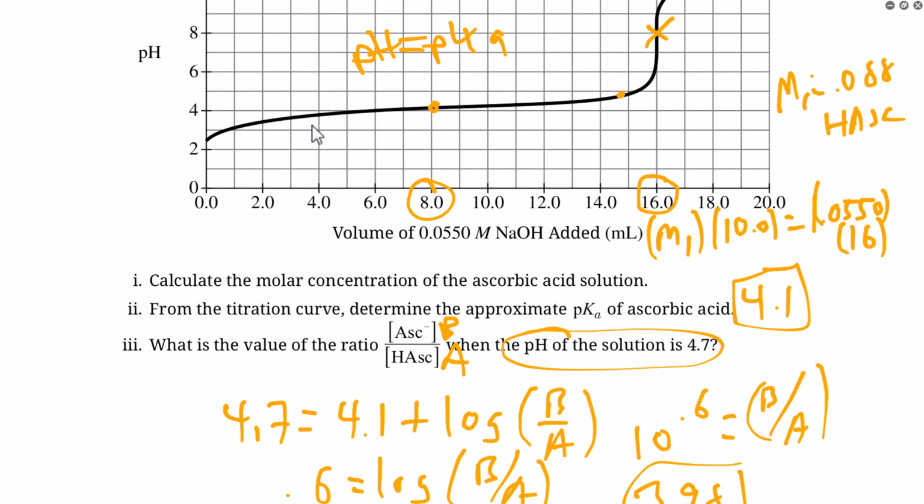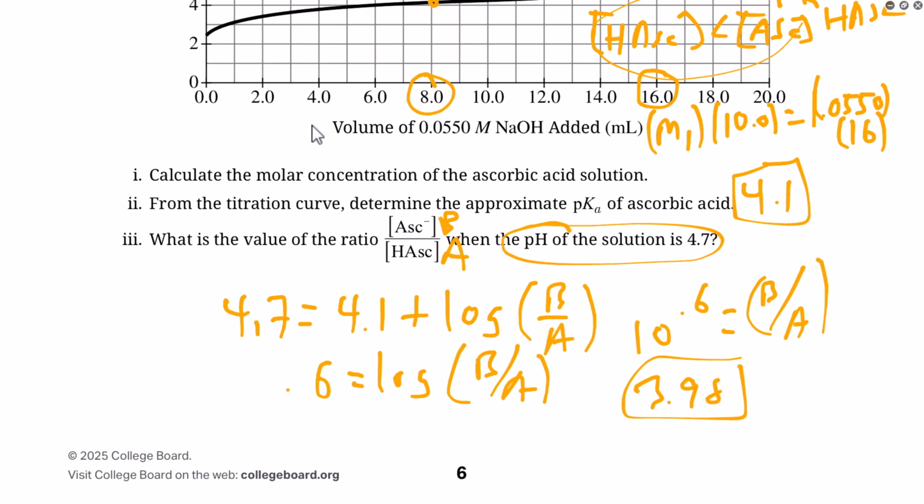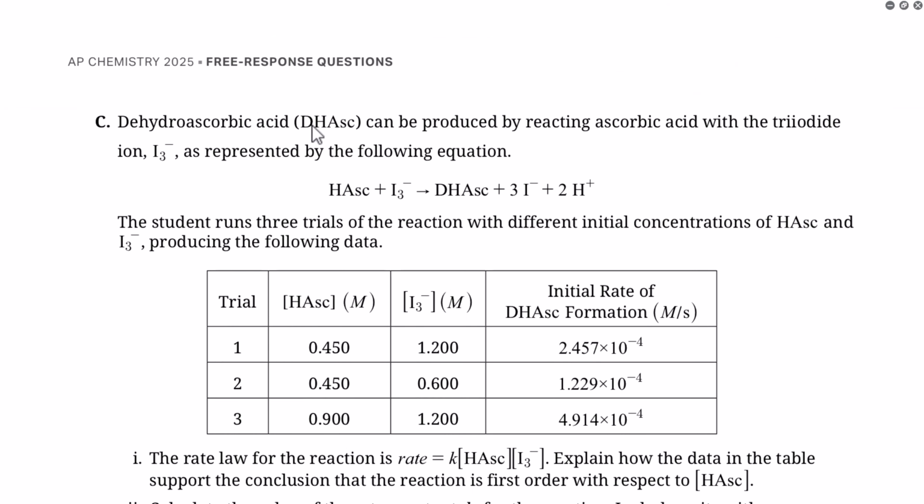And that pH is indicating that the concentration of the ascorbic acid is less than that of the base. Okay, so the base should be in a higher amount, and that is verified by this calculation down here below. So pretty straightforward. Okay, let's keep moving on.